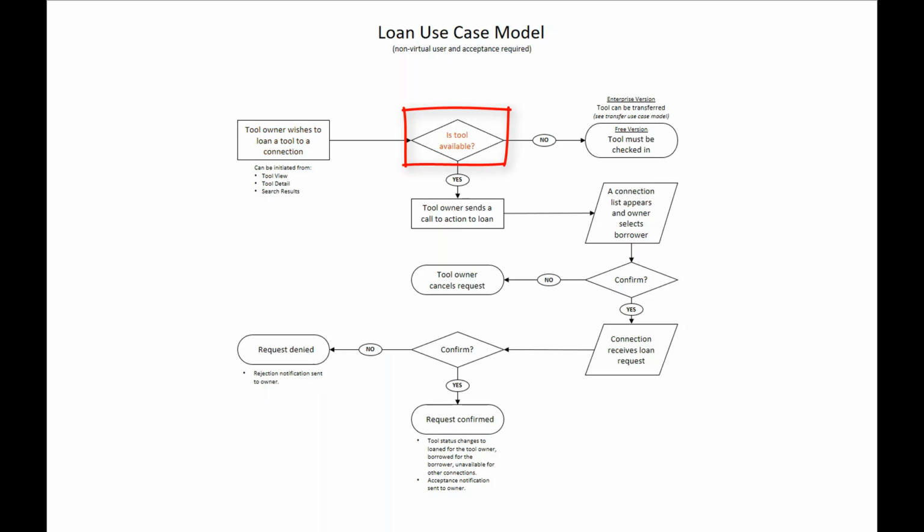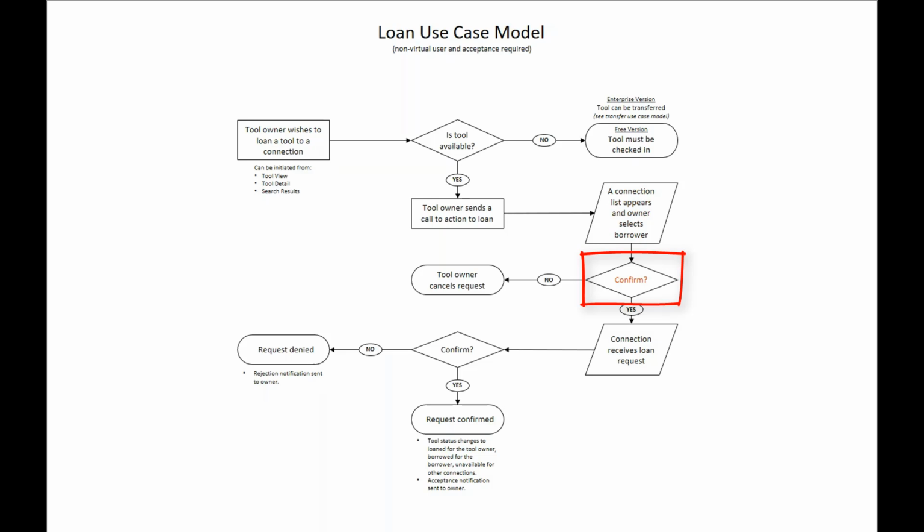So to start with, we have to determine what the tool status is. Is it available? If it's not available, then the tool has to be checked in first. If you're an enterprise user, then the tool can be transferred, and that option will pop up, and that will be reviewed in a separate video. If the tool is available, then the tool owner can send a call to action to loan it. A connection list will display, and the owner can select who the borrower is.